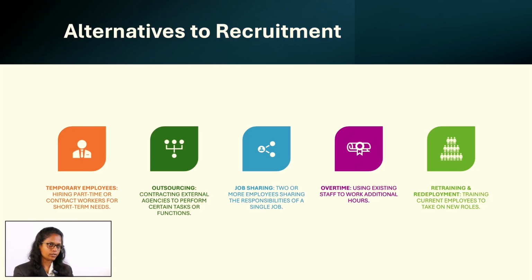Talking about alternatives to recruitment, organizations may consider alternatives to traditional recruitment processes to meet short-term or specific workforce needs. These alternatives include hiring temporary employees for part-time or contract work, outsourcing tasks to external agencies, implementing job sharing where two or more employees share the responsibilities of a single position, asking current staff to work overtime, and retraining or deploying existing employees to take on new roles.